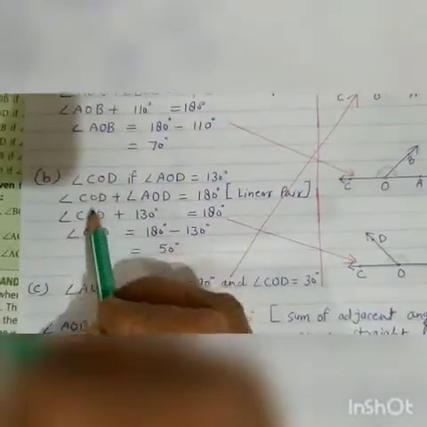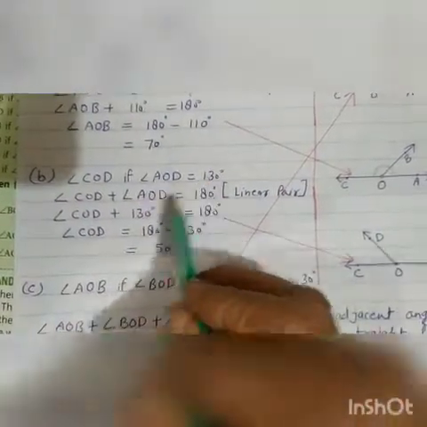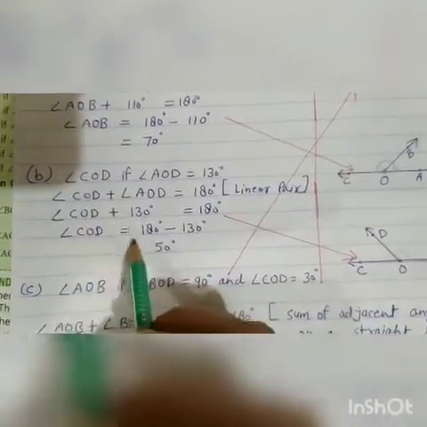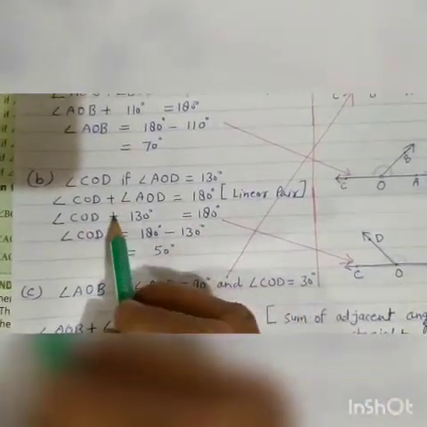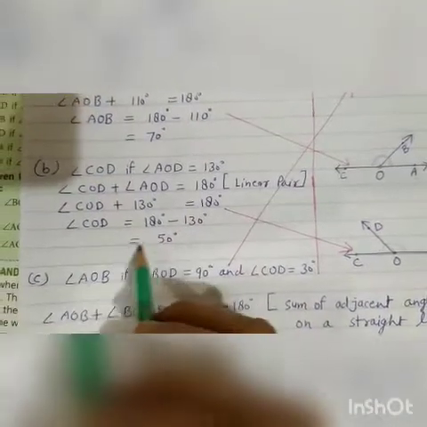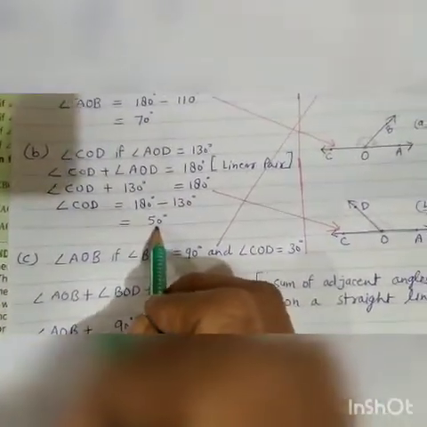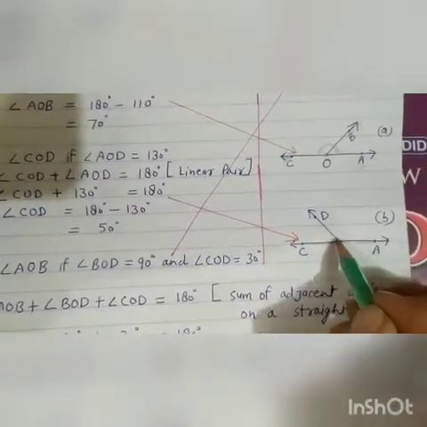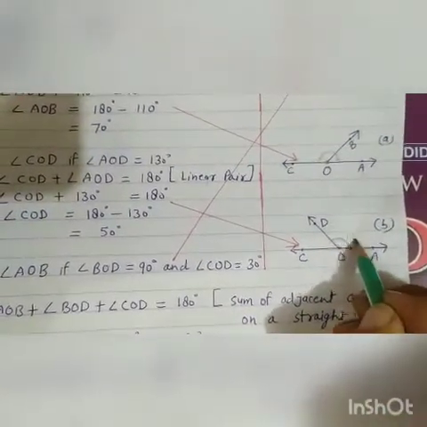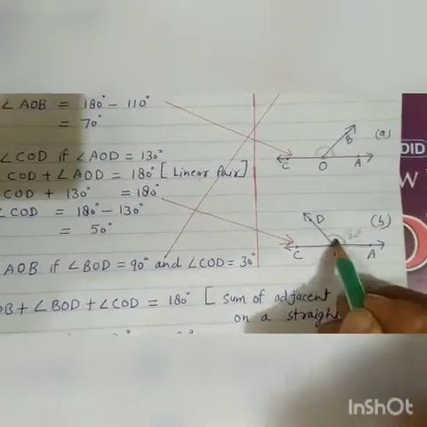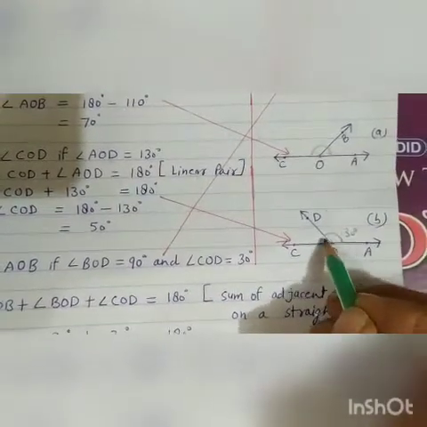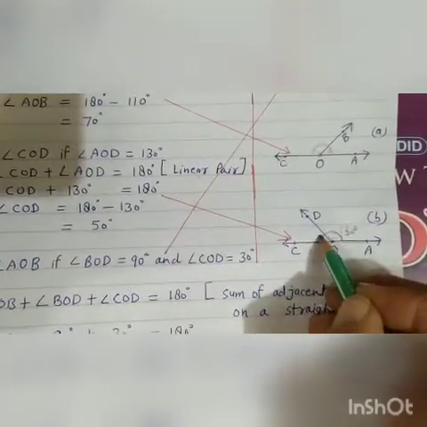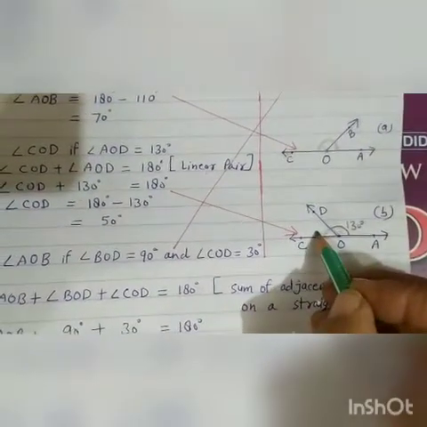Now angle COD plus AOD, where AOD is given as 130 degrees, equals 180. Then angle COD is equal to 180 minus 130. So angle COD equals 50 degrees. You can do this orally because angle AOD is given 130 degrees. If the sum of these two angles is 180, then we subtract this 130 from 180 and we get this angle 50 degrees.